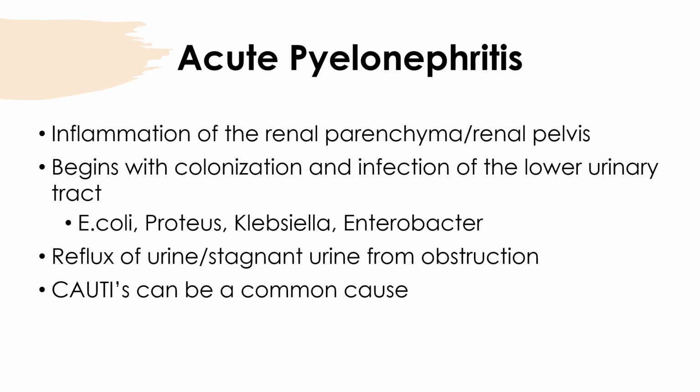The most common organisms are E. coli, Proteus, Klebsiella, and Enterobacter. So think of this, there's actually a reflux of urine and stagnant urine from an obstruction, and that's entering the renal pelvis and causing inflammation and colonization, and that's going to cause pyelonephritis. So CAUTIs can be a common cause of this issue, catheter-associated urinary tract infection, and we'll get a little bit into that.